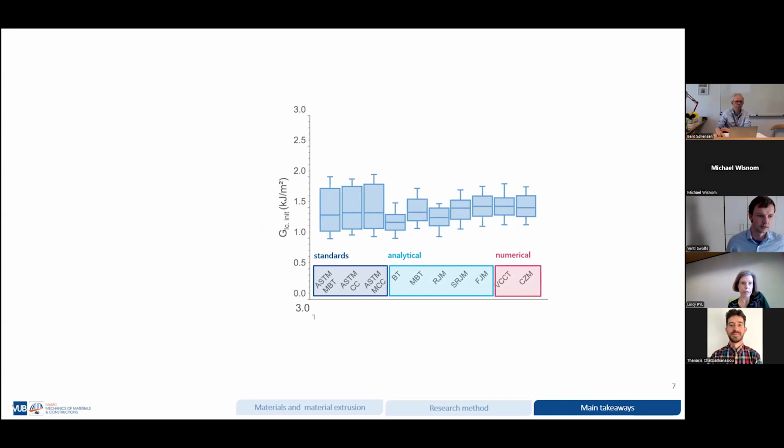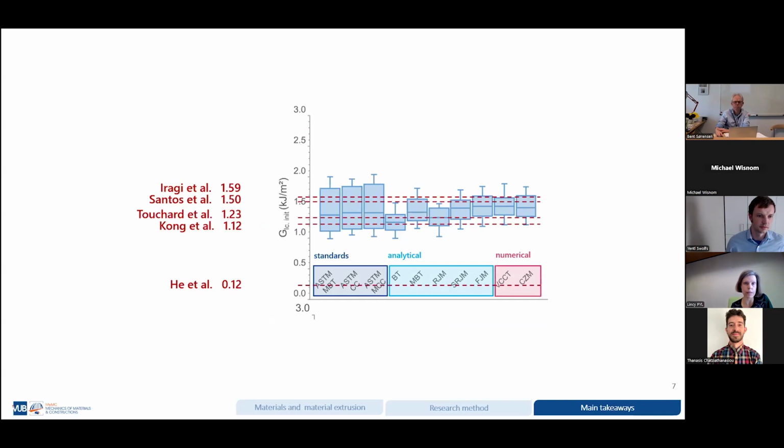So compared to literature, we see that we have quite some similarity with the data reported in literature. We see a huge difference with the model of A, but there they mentioned that they have a quite high volume fraction, a void percentage, let's say, of 12.5% versus 7.5% for Iraq.